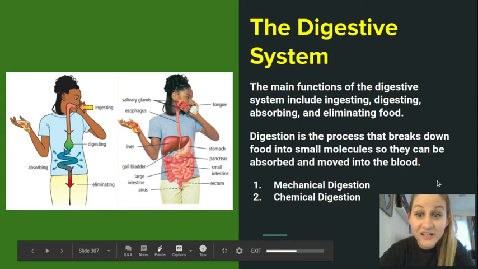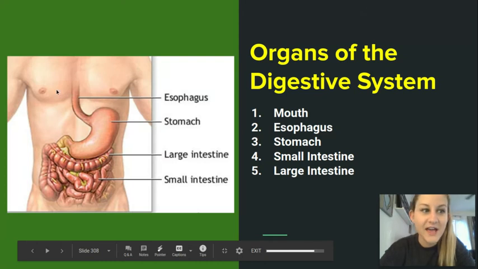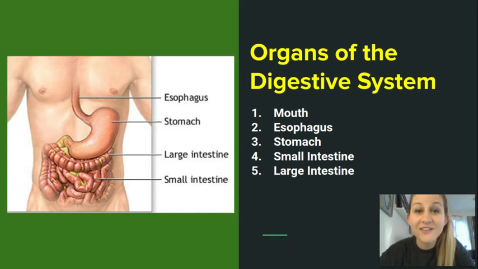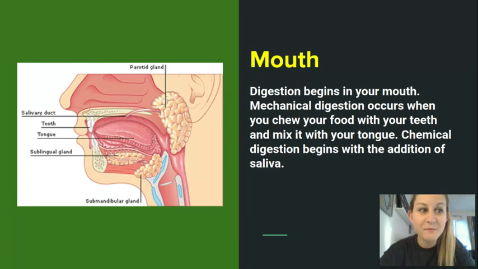So digestion is the process that breaks down food into small molecules so they can be absorbed and moved into the blood. There are two different types of digestion that we're going to talk about today: mechanical digestion and chemical digestion. So let's learn more about this. Before we can talk too much about mechanical digestion and chemical digestion, we need to know that there are five main organs in the digestive system that we're going to be talking about today: the mouth, esophagus, stomach, small intestine, and large intestine. And let's start with the mouth.